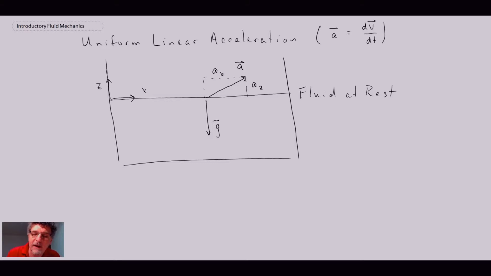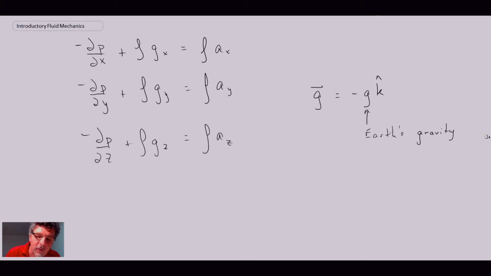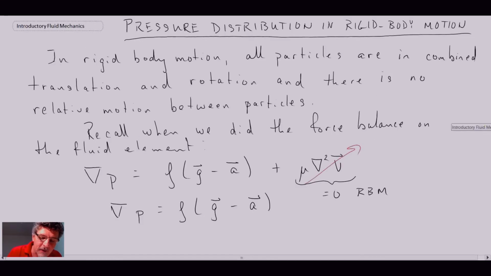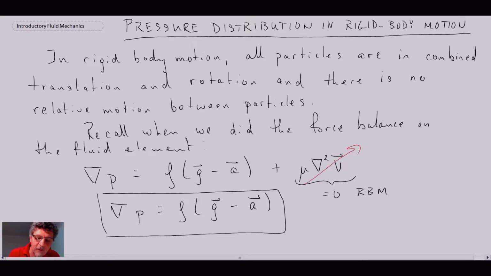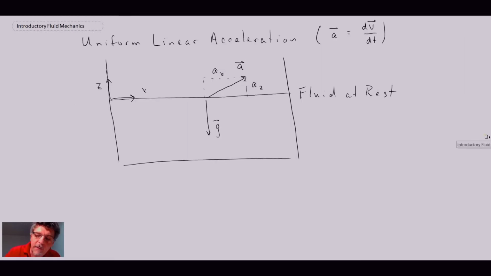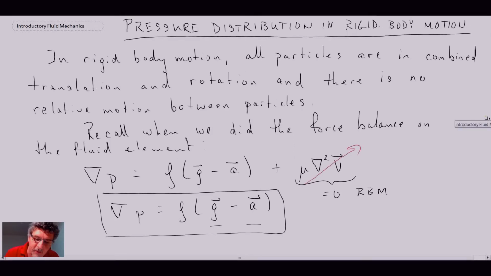And if we look at the hydrostatic equation, let's go back to here. If we look at this equation, what we have is the gradient of pressure is equal to density times the difference between the gravity and the acceleration. So we have something like this: the gradient of pressure is proportional to the difference between gravity minus acceleration.